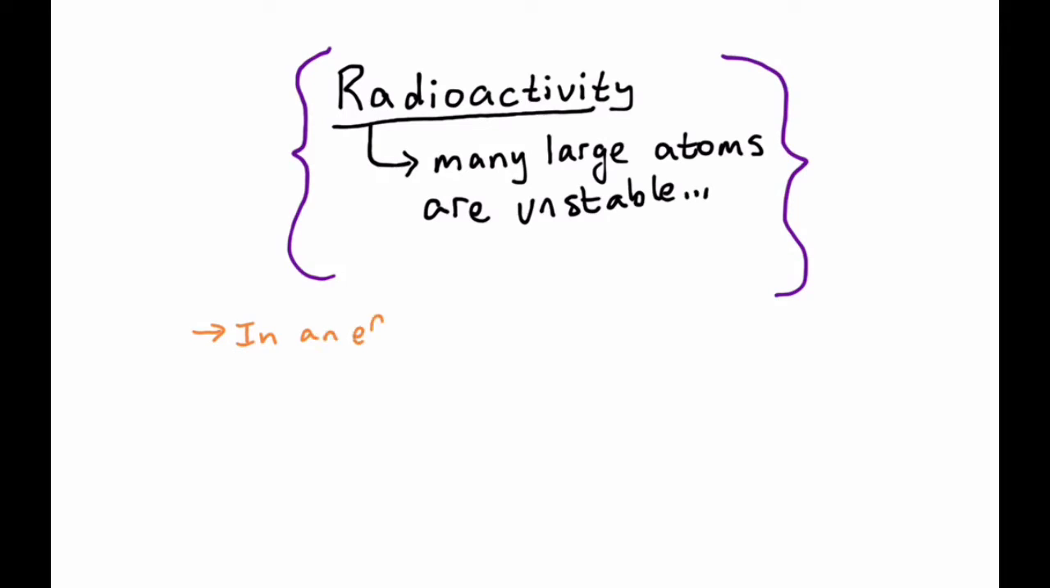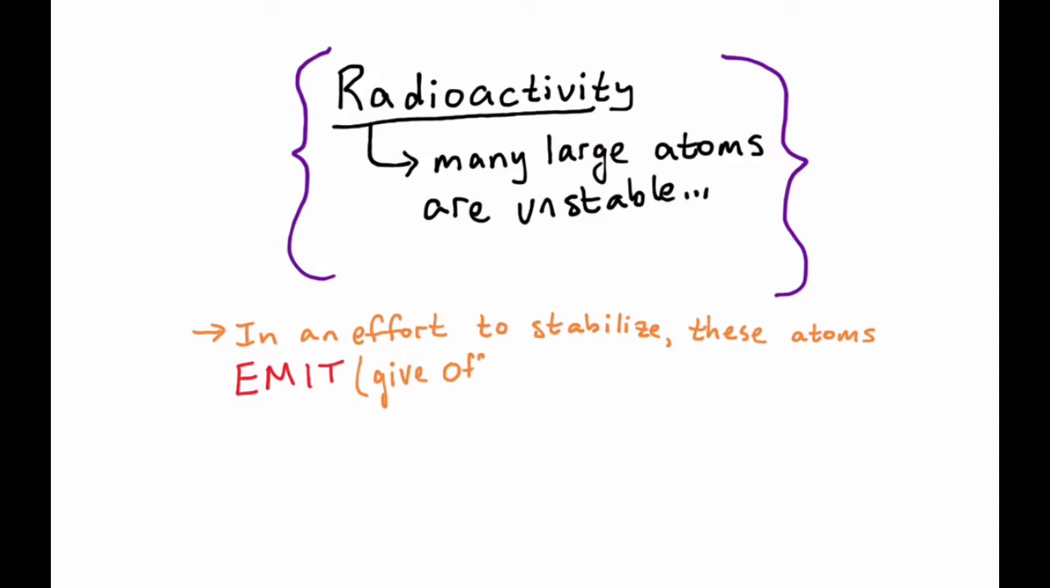And to do that, atoms are going to emit. Emit means to give off. They're going to emit particles in the effort to stabilize the nucleus. Now, what particles are those? Alpha particles, beta particles, and gamma rays. Let's talk about those next.